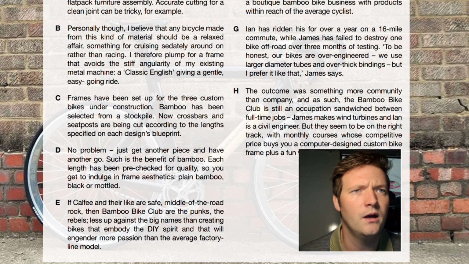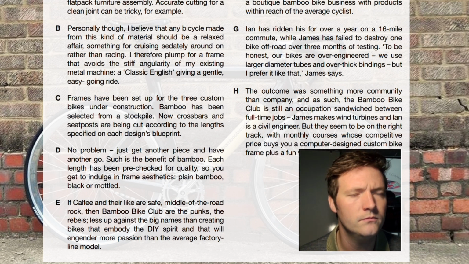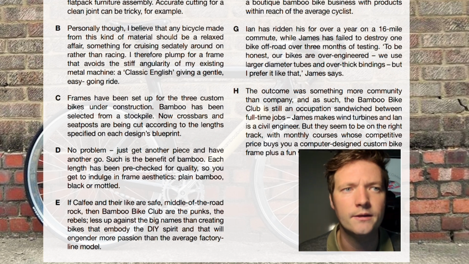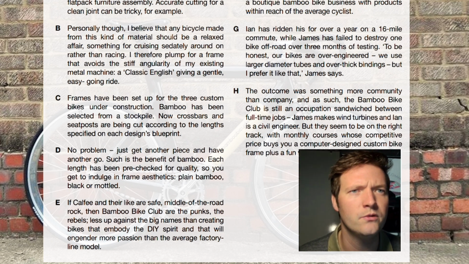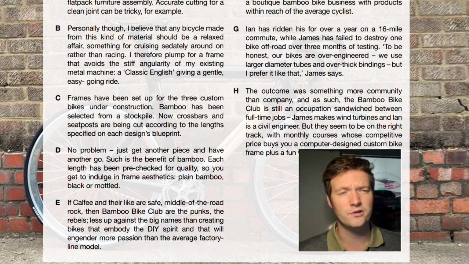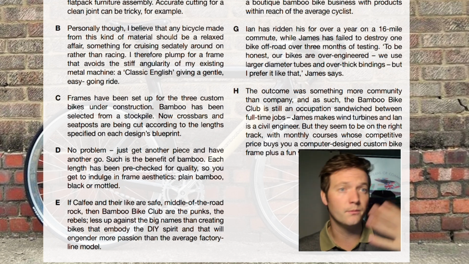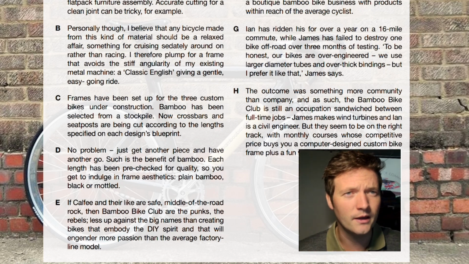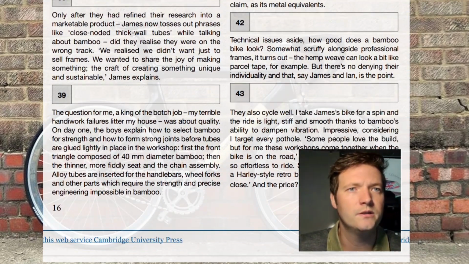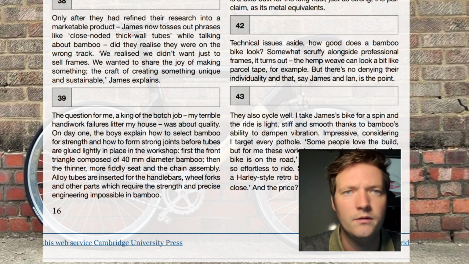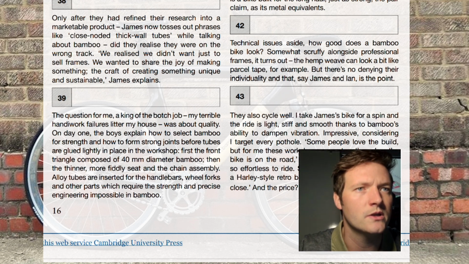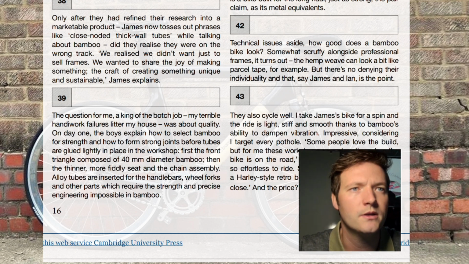To be honest, our bikes are over-engineered. They're too well designed almost. We use larger diameter tubes and over thick bindings, but I prefer it like that, James says. So they're talking about technical issues, like how strong they are, saying maybe they're a little bit too thick or something like that. Yeah, that kind of leads into the paragraph after gap 42. No, technical issues aside, how good does it, it's clearly G.